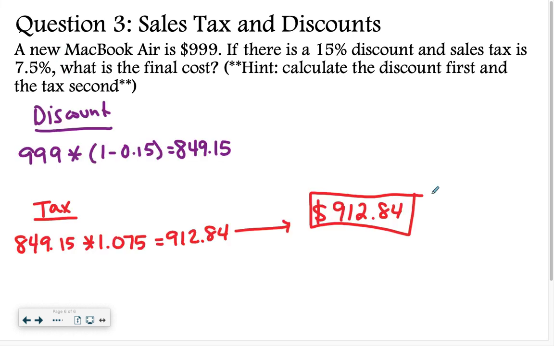All right, hopefully for this problem you started by finding the discount. So you did 999 times, then in parentheses 1 minus 0.15 to get that 15% discount. So after the discount, the cost of the laptop is $849.15. Then you had to figure out what the tax was on that item. So $849.15 times 1.075 for my tax rate. And my final cost was $912.84.